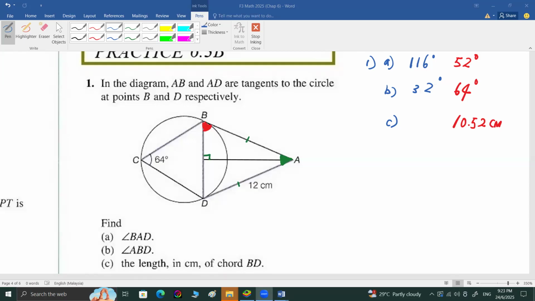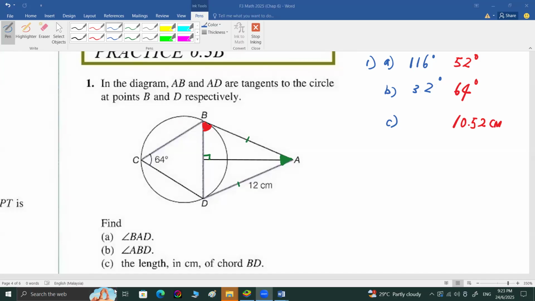Okay, class. Let me explain number 1 first, because if you get stuck for number 1, you can't do number 2. Listen to me, number 1. First of all, can you see the question mentioned AB is a tangent? AD is also a tangent. So this is a common tangent. When you see a tangent, you look at this angle. Can you see this line? So is it 64?